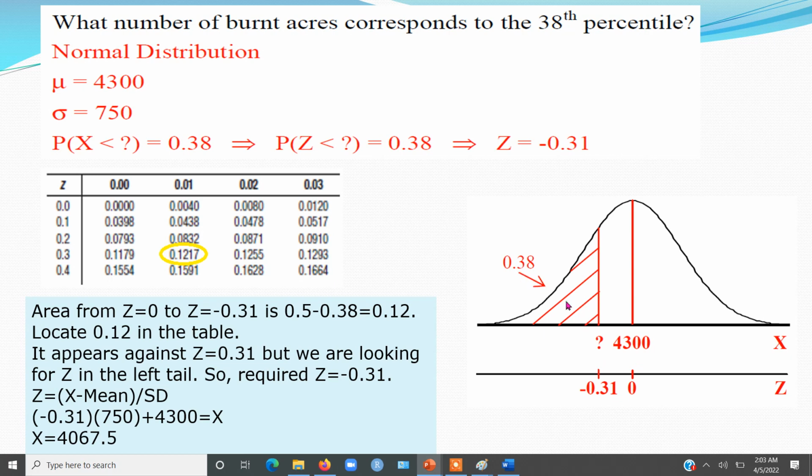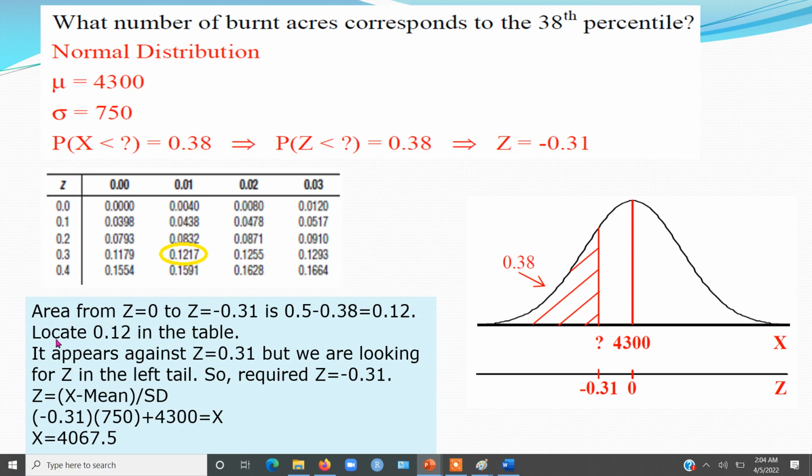So this is 0.38. But remember that the table gives me area from 0 till a number, but here it's giving me area towards the left, so I'm simply going to subtract it from 0.5 to get this area, which is 0.12. You can see area from z equal to 0 to z equal to minus 0.31 is equal to 0.5 minus 0.38, which is equal to 0.12, right? This area is the area I haven't shaded with the line. So this black and white area here, I'm moving the cursor right now, it's 0.12.